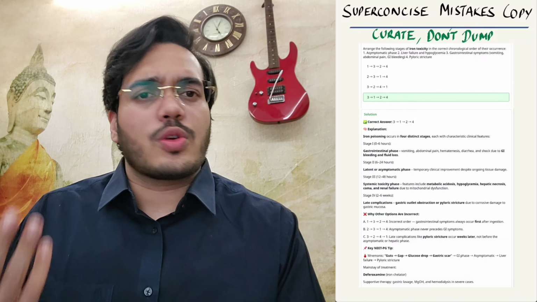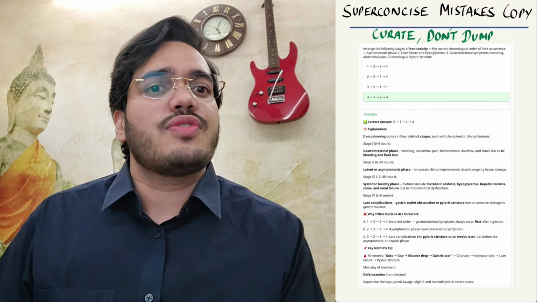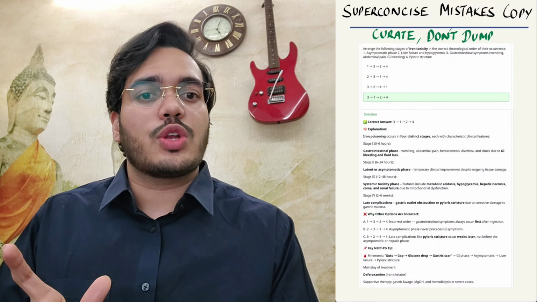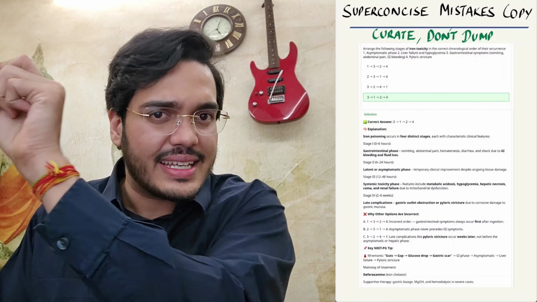This is a particular question from a grand test in the PGprep Essential app. What are the stages of iron toxicity? Here is the explanation for the same. Now, instead of bookmarking this particular question, what you can instead do is, in your mistake notebook, just write a single line.